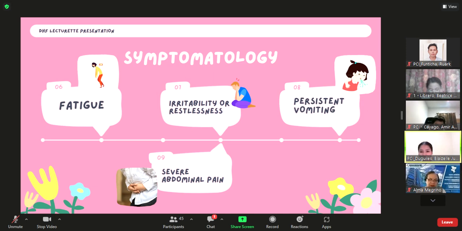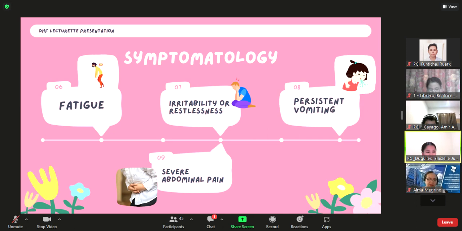Then irritability or restlessness. So the use of medications may also cause irritability or restlessness. But often, agitation is caused by a medical condition, no? The patient shows signs and symptoms, which is the agitation. So if the patient has hormone issues, it is pretty normal to feel unsettled.